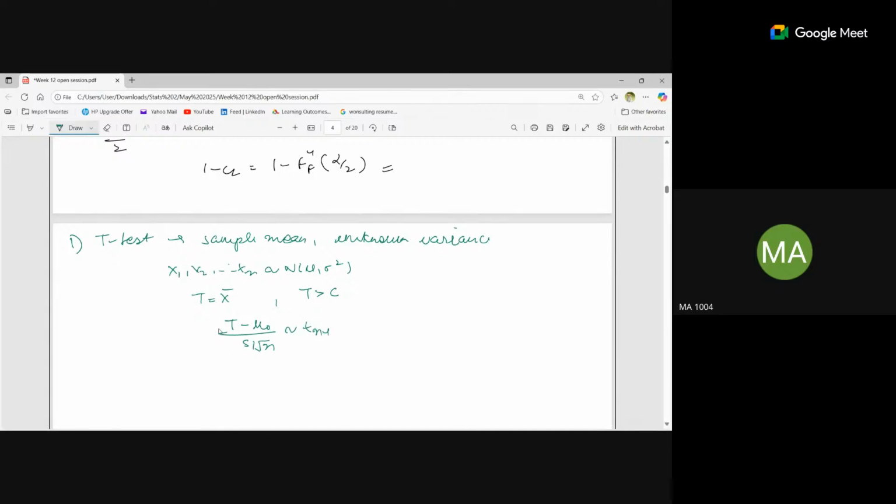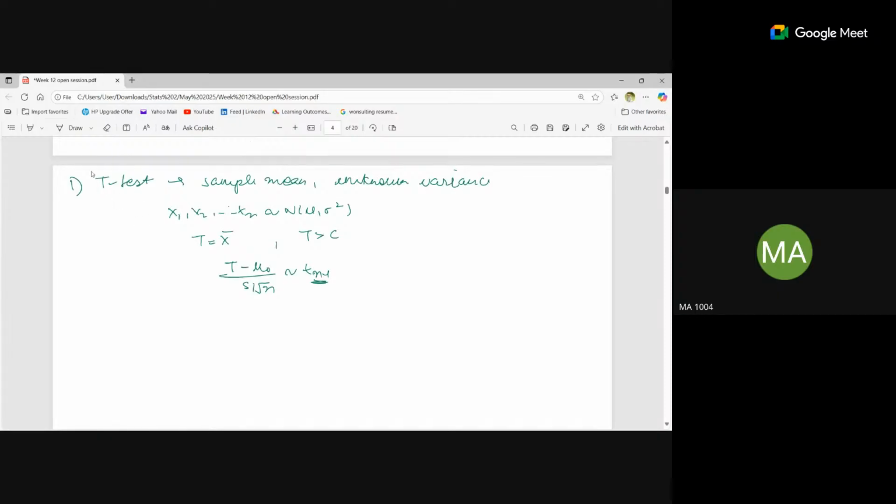Is it fine? Ma'am, why are we using n minus 1? N minus 1 is the degree of freedom actually. Can't we use n? No. Degree of freedom in the sense, okay, so what is the degree of freedom? Degree of freedom is like the independent variables. Those are my degrees of freedom. So in every case, we have n minus 1 degrees of freedom.